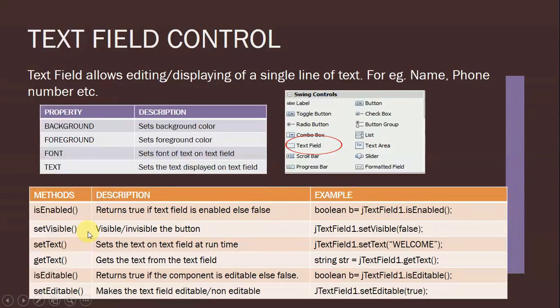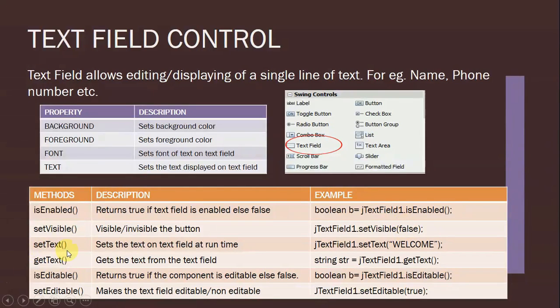setVisible. This is used to make the text field visible or invisible. Suppose I give the command jTextField1.setVisible(false). This will make my text field invisible. And to make it visible, I will give the command jTextField1.setVisible(true).